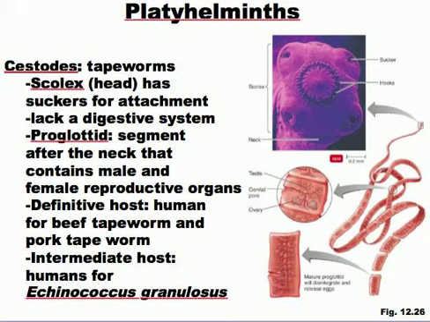However, the scolex will remain unharmed, and the scolex is going to anchor to the small intestine in that human, and then it's going to begin to produce proglottids. So this is one way the life cycle can go for a tapeworm. So the definitive host for the beef tapeworm is the human, as well as for the pork tapeworm.